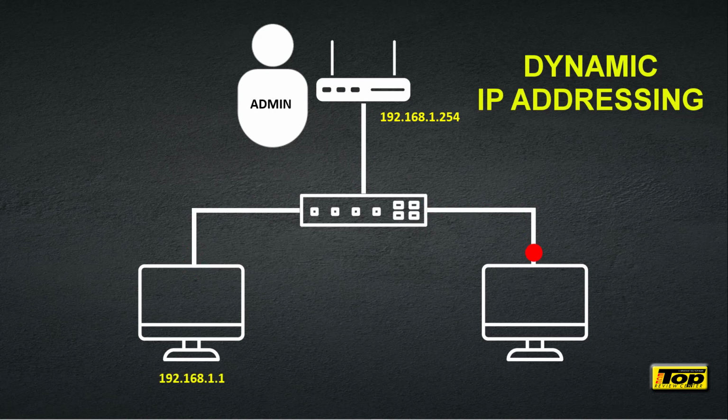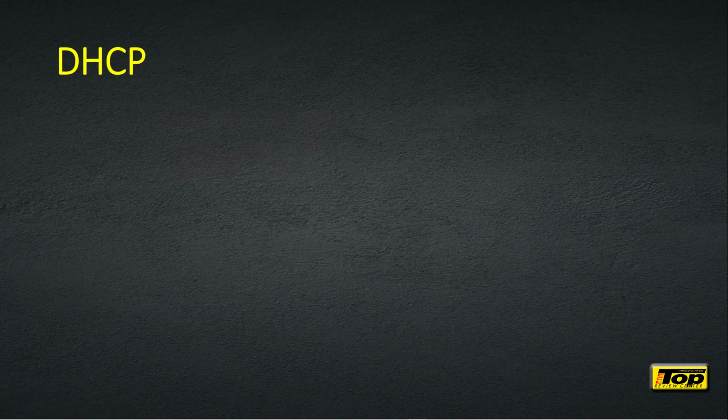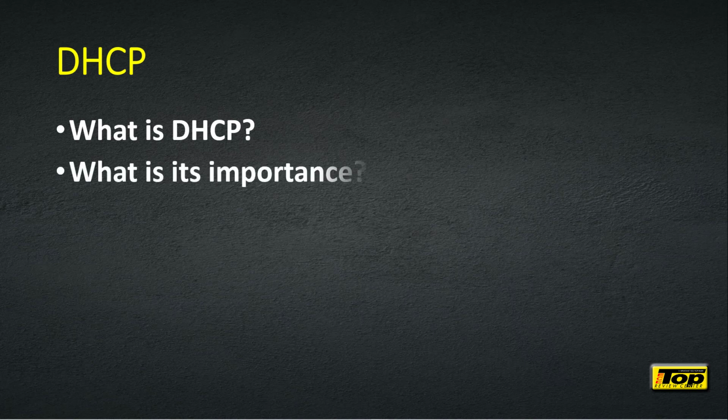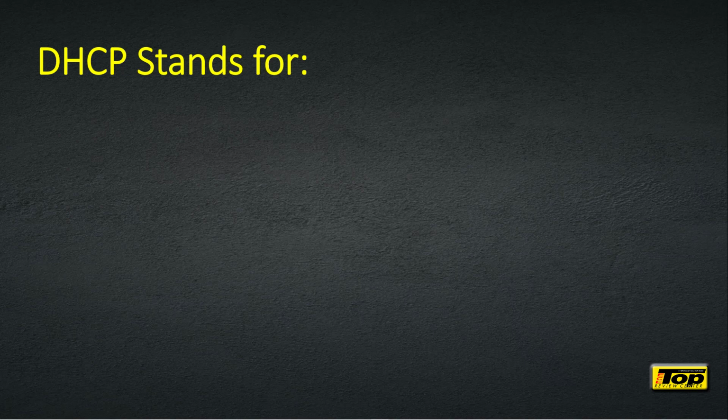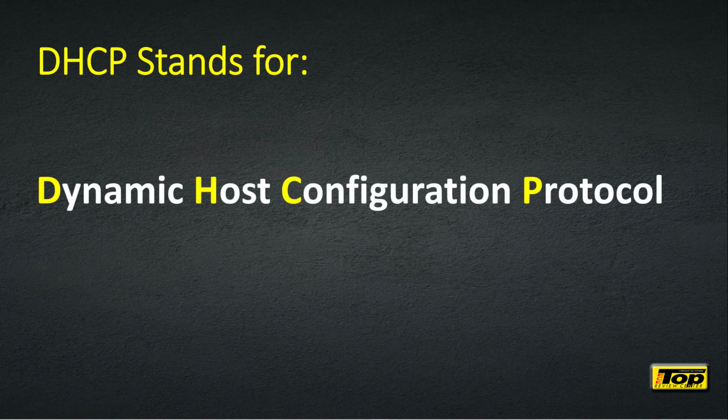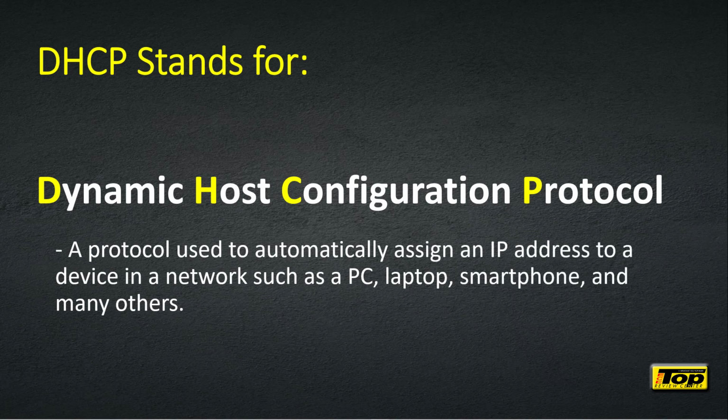So how can we assign IP addresses dynamically? That is through DHCP. In this video, I will show you what DHCP is, its importance, and how it works. DHCP stands for Dynamic Host Configuration Protocol. DHCP is used to automatically assign an IP address to a device such as a PC, laptop, smartphone, and others.